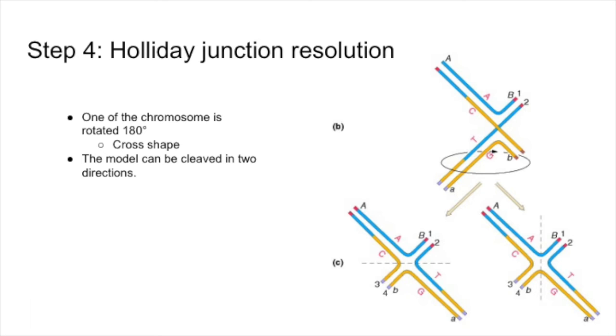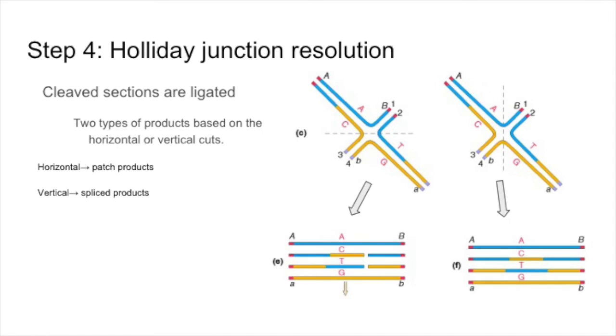In this image, the junction is being resolved by first rotating the bottom chromosome to form a cross-shaped structure. The structure can be cut horizontally or vertically by an enzyme called resolvase. The cleaved sections are ligated and result in different products according to the orientation of the cut. If the cleavage occurs in the horizontal direction, the duplexes are separated without exchange of DNA outside of the Holliday junction. These products are called non-recombinant or patch products.